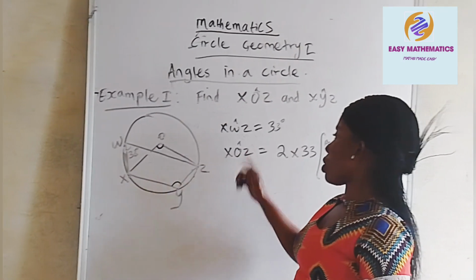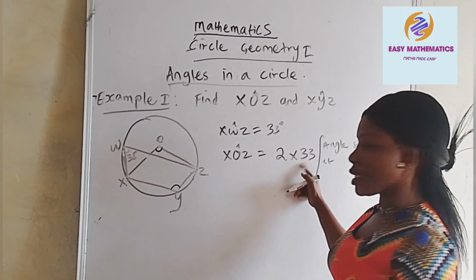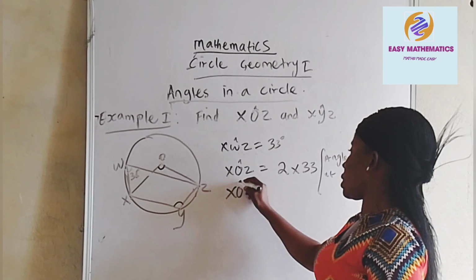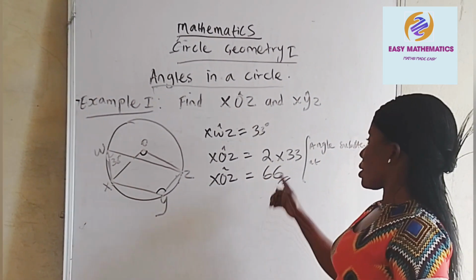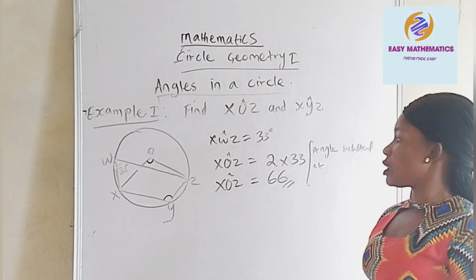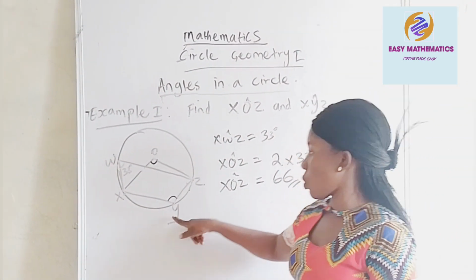So our XOZ is equal to 2 times 33. So our XOZ is equal to what? 66. 2 times 33 is 66. And they also say we should find XYZ.